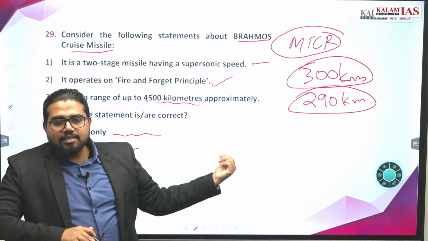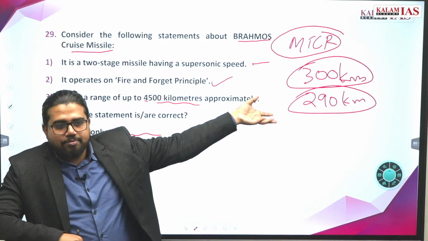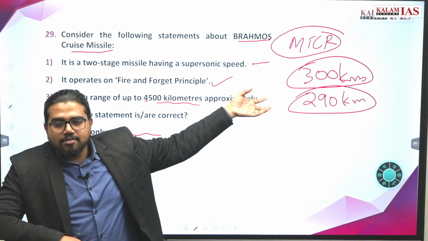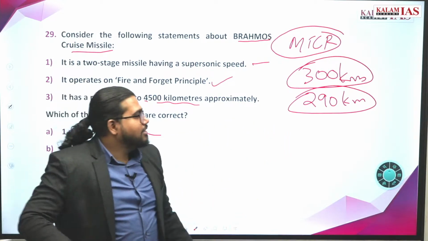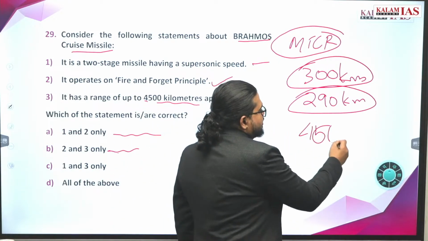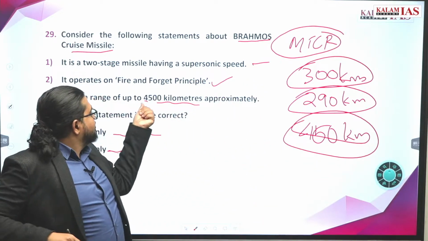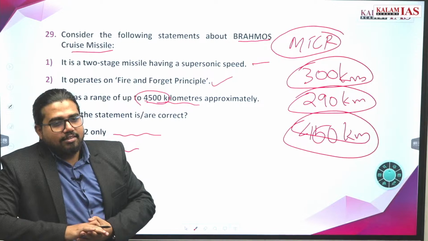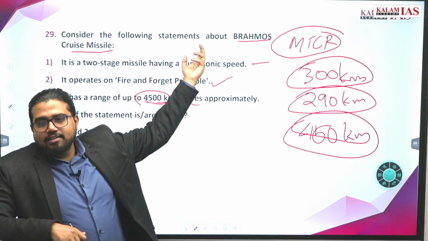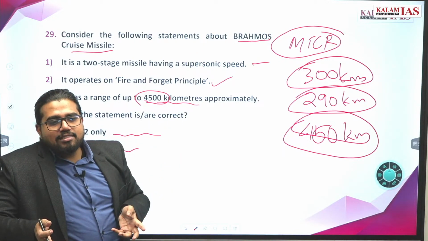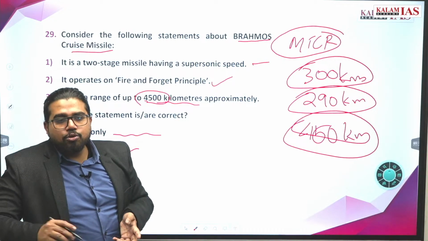So recently, in November or December, India successfully conducted a test of BrahMos having higher range. And what is the higher range? It is something like 450 kilometers. It is at least not 4,500 kilometers. The other logic you can apply is that it is a cruise missile. What are the two different types of missiles? Ballistic missiles and cruise missiles.